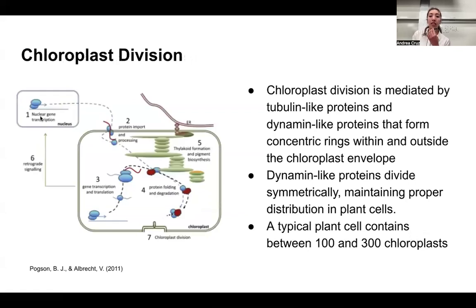So onto chloroplast division. Chloroplast division is mediated by tubulin-like proteins and dynamin proteins that form concentric rings within and outside the chloroplast envelope. The tubulin-like proteins are called FtsZ, and the dynamin proteins are called ARC5, which stands for accumulation and replication of the chloroplast. So the dynamin protein divides symmetrically, maintaining proper distribution in plant cells. And a typical plant cell contains between 100 and 300 chloroplasts.